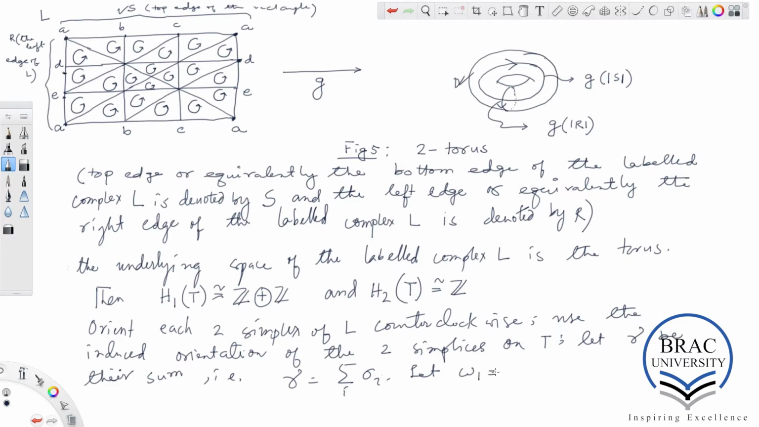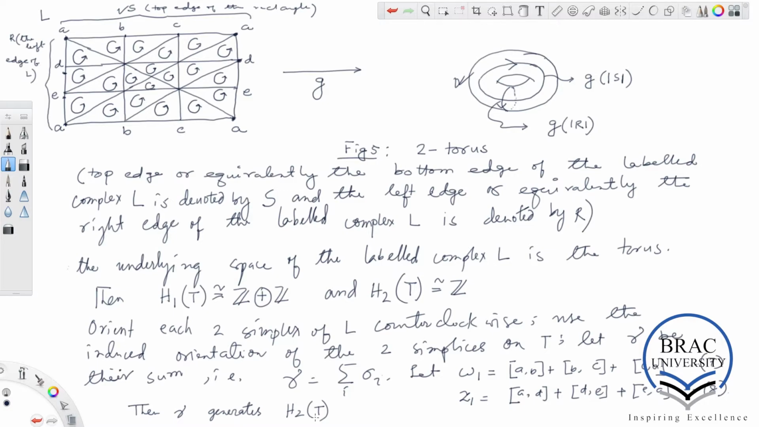Let W1 be the one chain which is the sum of the following elementary one chains: AB plus BC plus CA, and let Z1 be the one chain given by A comma D, plus D comma E, plus E comma A, given by equation number 7 and 8 respectively. Then gamma generates H2 of T.